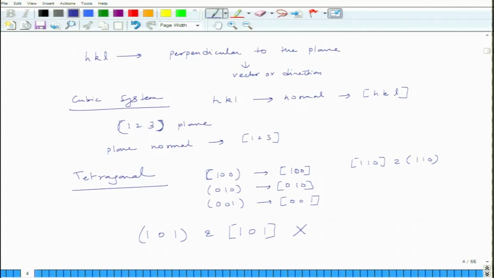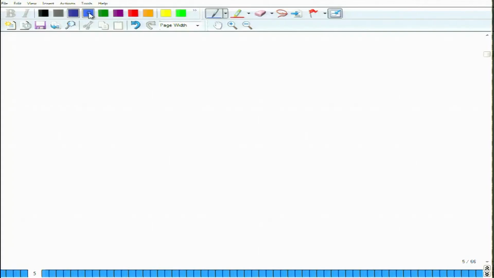Okay. So, when you mix H, K with L, then this normality condition does not hold true, which means the plane normal does not have the same Miller indices as the plane. The Miller indices of the plane normal are not the same as that of a plane when you go to a tetragonal or orthorhombic or other systems, especially when you mix up the Miller indices corresponding to the dissimilar axis. Okay. Now, what we will do is that we will move on.